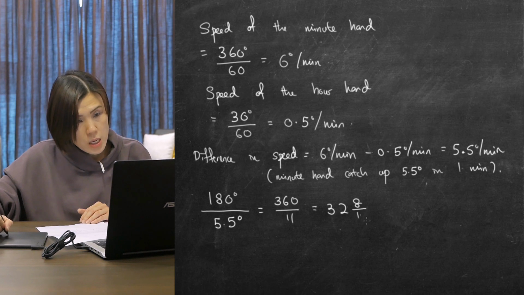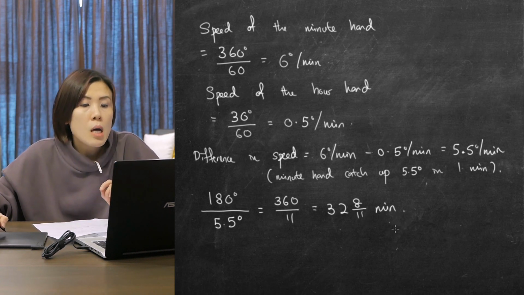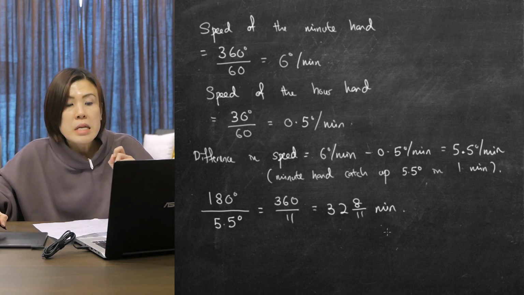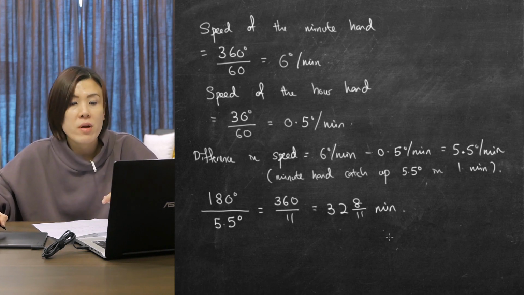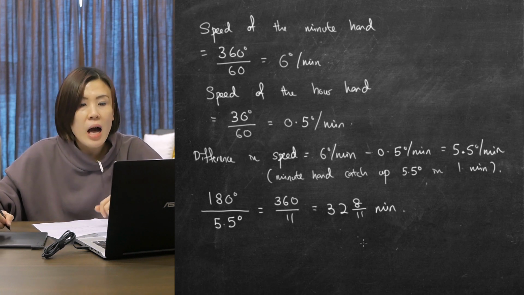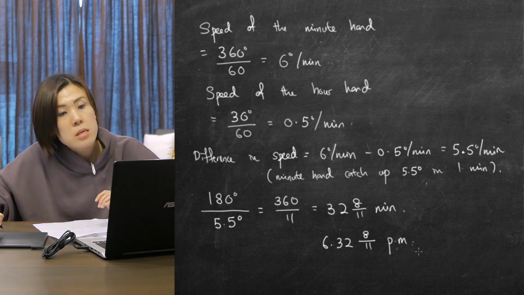which can also be simplified as 32 and 8 over 11 minutes. So after 6 p.m., the minute hand needs 32 and 8 over 11 minutes to catch up with the hour hand, which means the minute hand can catch up with the hour hand at 6:32 and 8/11 p.m. So here's the answer.